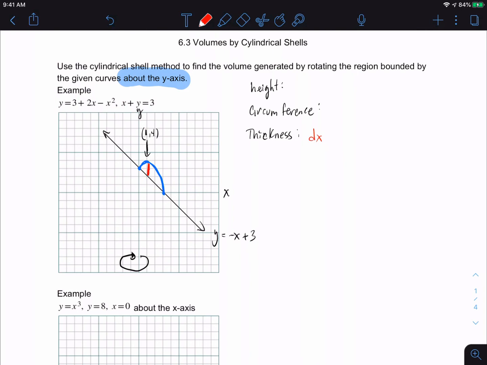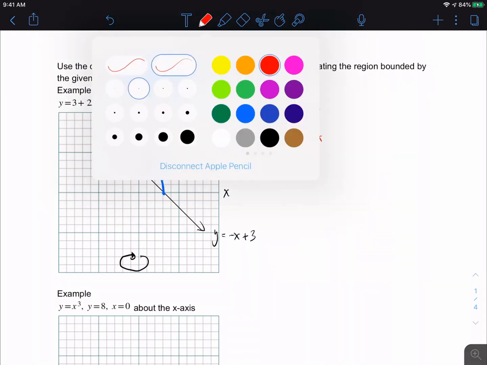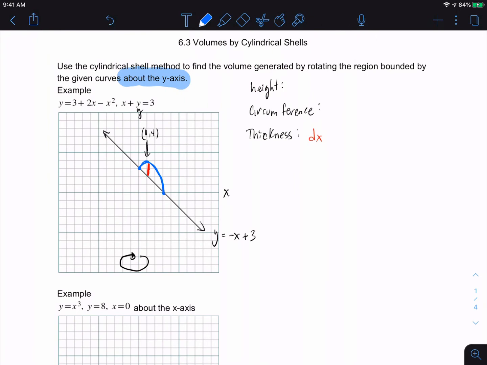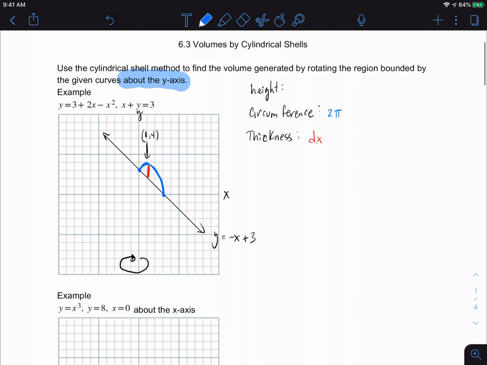Okay? The circumference is always going to be 2 pi, and then how far the radius is, right? So what would my radius be here at that cross-sectional slice? And remember, the cross-sectional slice can slide. So the radius is going to simply be some x value. We don't know what it is because we're going to be somewhere between 0 and 3.